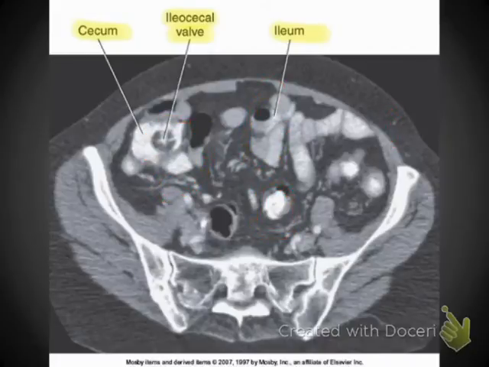I can't promise that every ileocecal valve will look like this, but chances are if you're in the cecum and you can trace the ileum coming to it, what you're seeing is going to be the ileocecal valve. We also want to note that this is the cecum here, and for this image, I believe that pretty much does it.